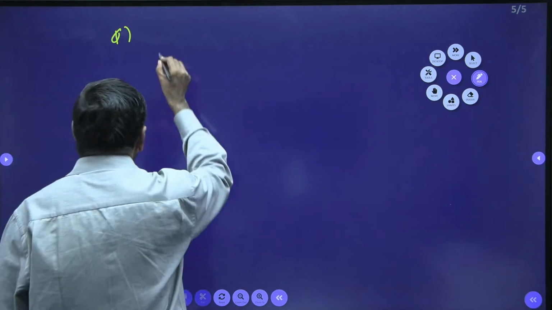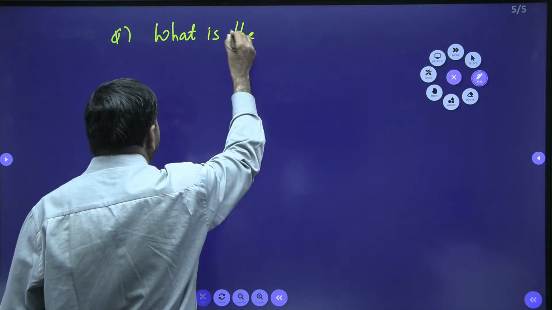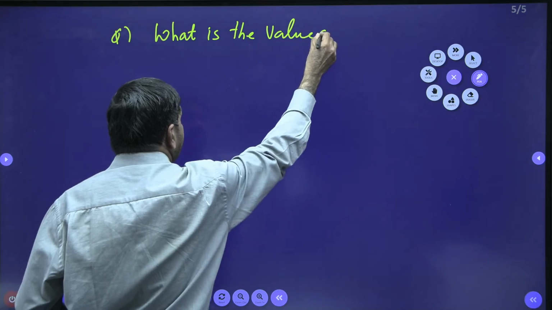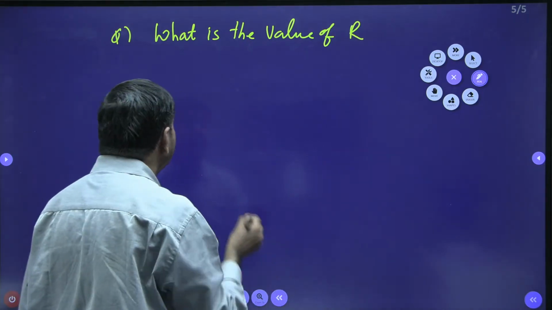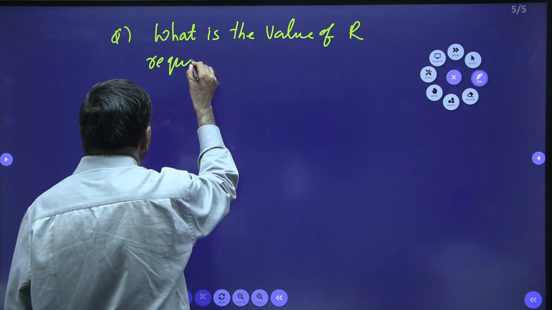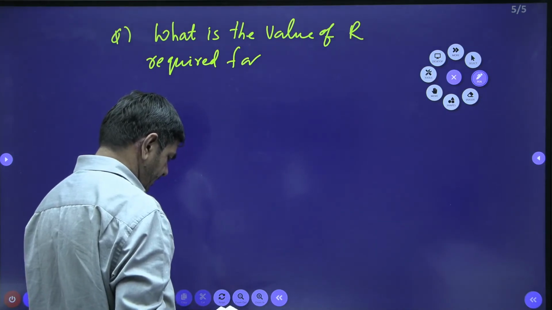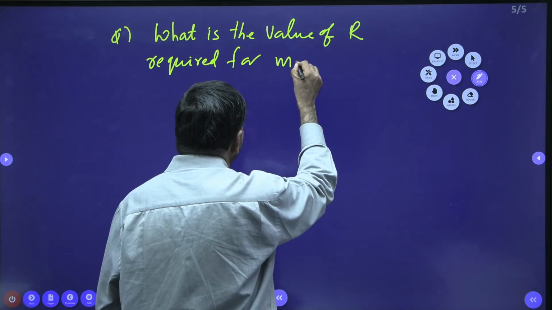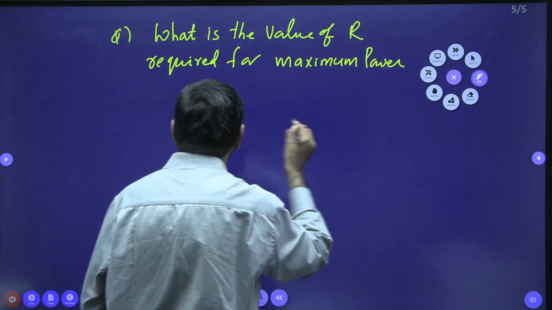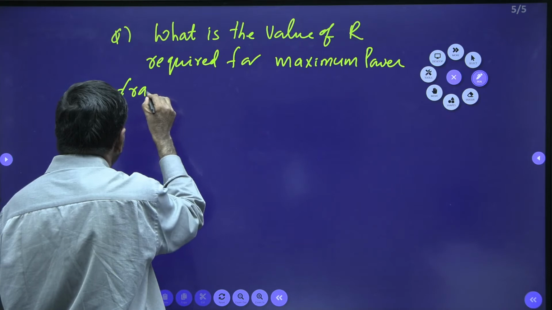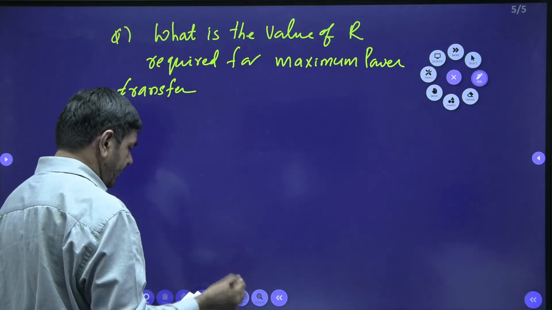What is the value of R? It is asking to find R. What is the value of R required for maximum power transfer in the network shown below?